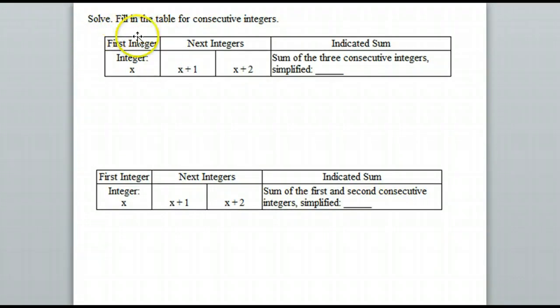The next couple of questions are consecutive integer questions. Consecutive integer means like 1, 2, 3, negative 4, negative 3, negative 2, 12, 13, 14, negative 15, negative 14, negative 13. They're just in order, back to back to back. And integers can be positive or negative.